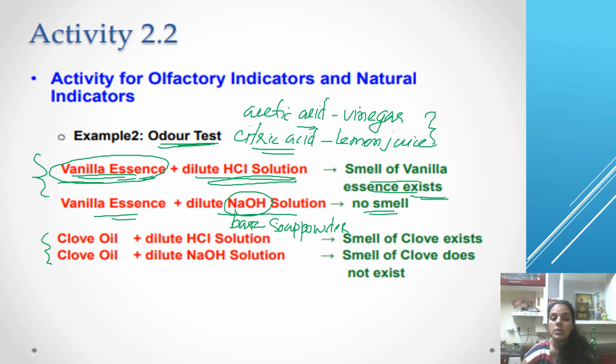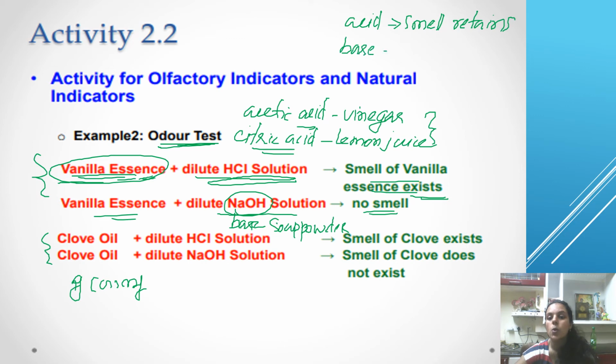The other one is clove oil, that is our grambu, in Malayalam it is grambu. Here in clove oil, I am going to add some dilute hydrochloric acid. You will find that the smell of the clove exists. In acid, the smell persists, the smell is retained, and in base there is no smell. That is activity 2.2.